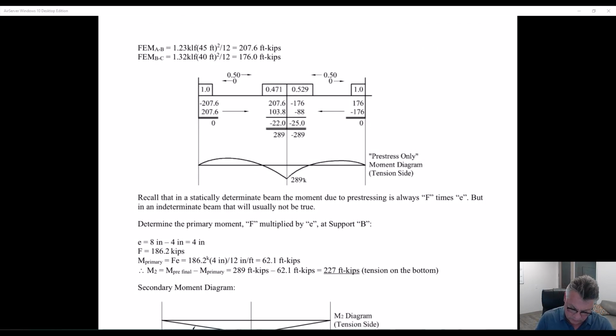I do a moment distribution, and this is the final. Whenever we put the pre-stressing loads on the member and calculate the moments, that is the final pre-stressing moment diagram. Now, when it's indeterminate, that's made up of a primary and a secondary. But we end up going straight to the end, calculating the final. Then we use the fact that we understand what the primary pre-stress moment diagram is to extract out the secondary.